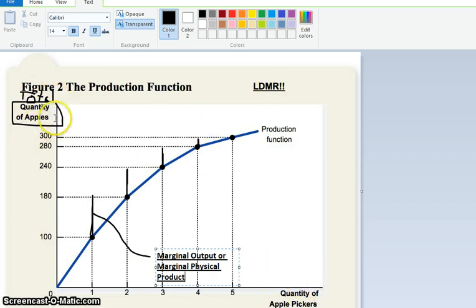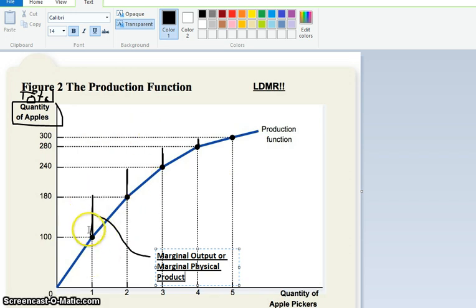And I apologize about being a little long-winded in the last video, but it's really important that you understand this kind of basic stuff before you get going here. This is the output here, the quantity of apples, and this is the input, the picker. So it's two quantities on this production function here.